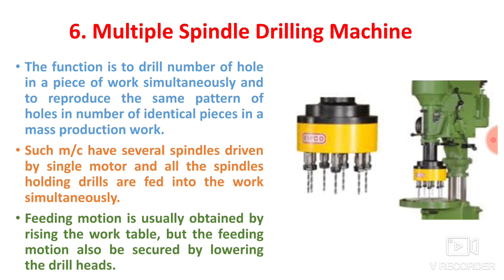That is the difference between the gang drilling machine and the multiple spindle drilling machine. In a gang drilling machine you can operate the spindles individually because there are separate motors for separate spindles, whereas in a multiple spindle drilling machine there is only one motor and with that motor you operate different drill bits. Feeding motion is usually obtained by raising the work table, but the feeding motion can also be secured by lowering the drill head. So you can give feed by lowering the spindle or by raising the table.